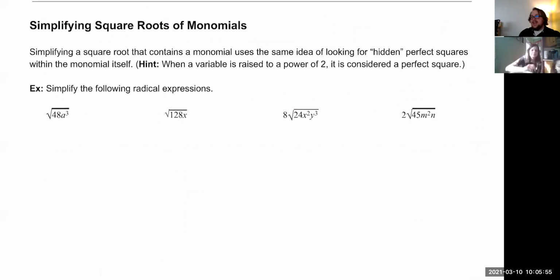All right, well, it wouldn't be algebra if we didn't throw in some variables. So how does this process look if there are variables in the mix? So here's a clue. Simplifying a square root that contains a monomial instead of just a constant uses the same idea for hidden perfect squares within the monomial itself. But there's a very, very important hint that's going to help us out here. When a variable is raised to a power of 2, it is considered a perfect square. Well, duh, something squared is a perfect square.